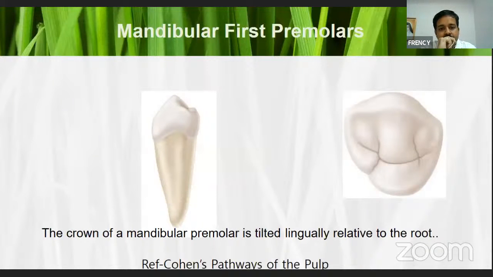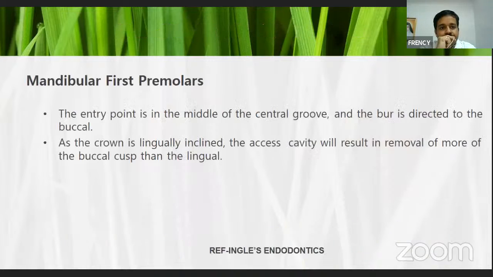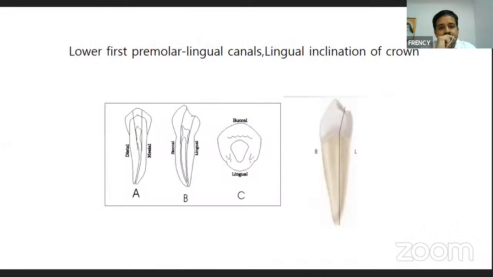In the mandibular first premolar, always make note that the crown is a little bit tilted lingually relative to the root. So you have to take this into consideration, and your access cavity should be directed from the central pit towards the buccal cusp slightly rather than towards the lingual cusp. So the entry point is at the middle third of the central groove, and the burr is directed to the buccal aspect so that you will get the straight line access.